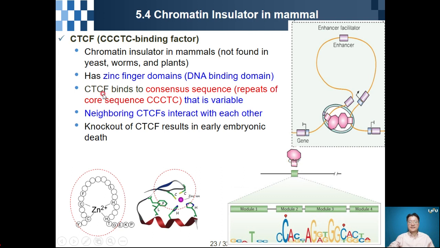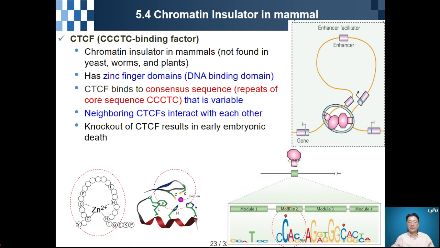CTCF can bind to the consensus sequence, which is a repeat or core sequence, CCCTC. They bind to the consensus sequence, but this consensus sequence is variable. For example, CTCF can bind to some specific consensus sequence, in this case GCATCC, a little bit variable, isn't it? And also another case is CCA or CCACC, something like this.